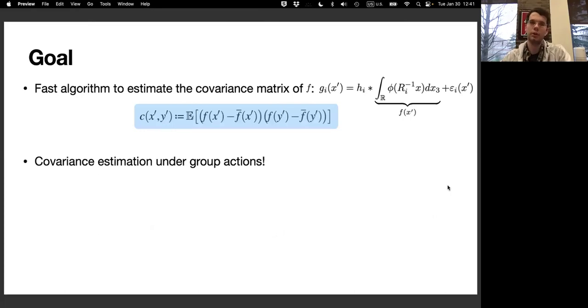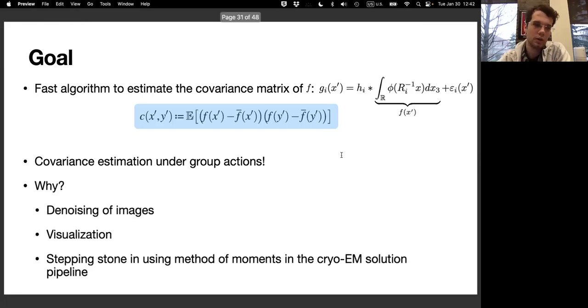So what do we actually want to do here? Well, what we want to do is estimate the covariance matrix of the clean projection images F. I've written out the definition here. The expectation here is over these unknown random rotations. So it's covariance estimation under group actions. So how can we do that? Well, the problem is that we don't get access to samples of F. We only get access to samples of G, where there's noise and this point spread function jumping around. So we have to try to take that into account.